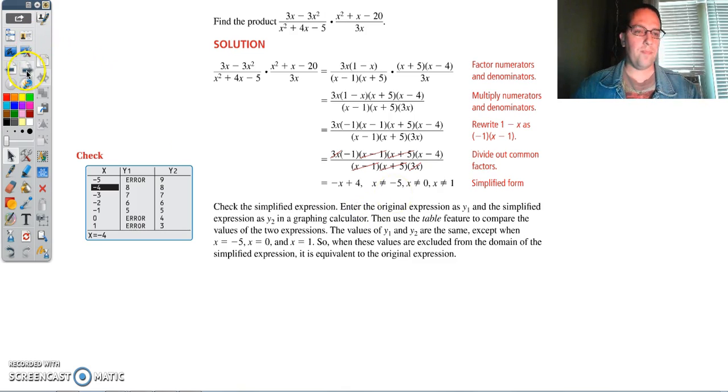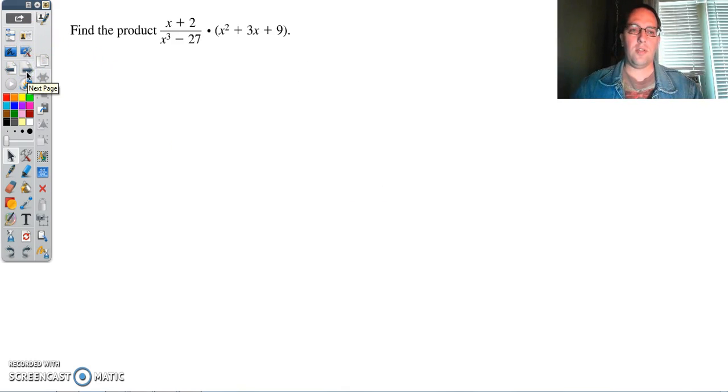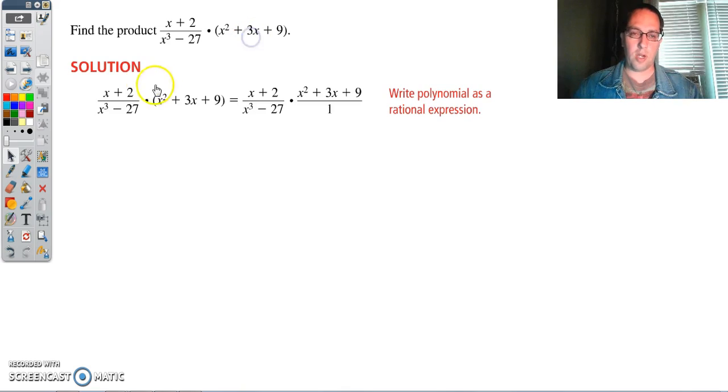Okay. Alright, let's take a look at this one. Here we have x plus 2 over x cubed minus 27 times x squared plus 3x plus 9. All right, we're going to multiply this straight across. You don't multiply both of these times that. Remember, this is over 1, right? So you set it over 1, like that. Now you can multiply straight across.